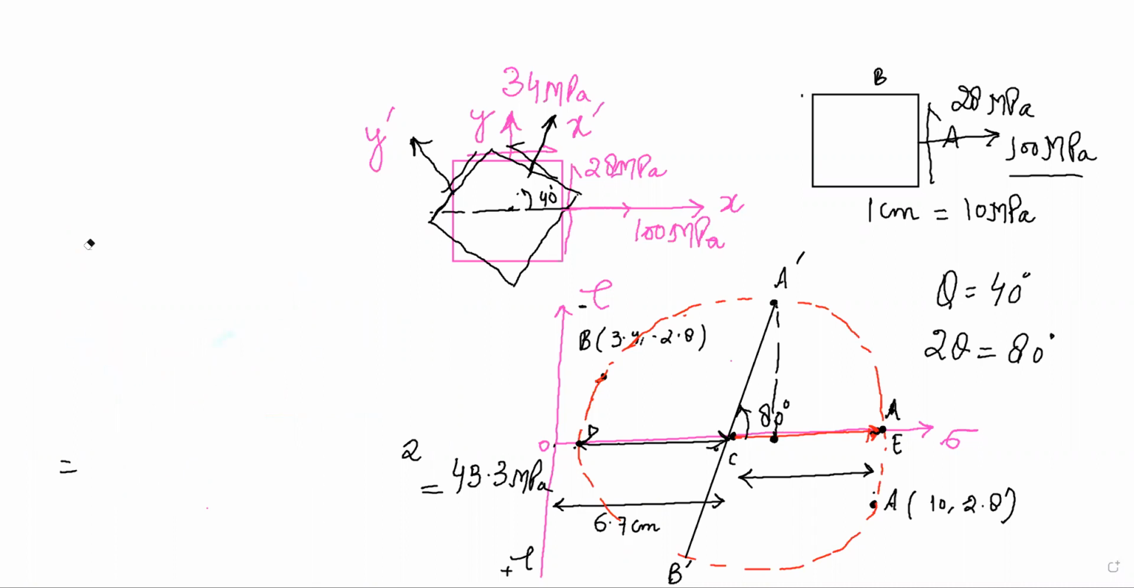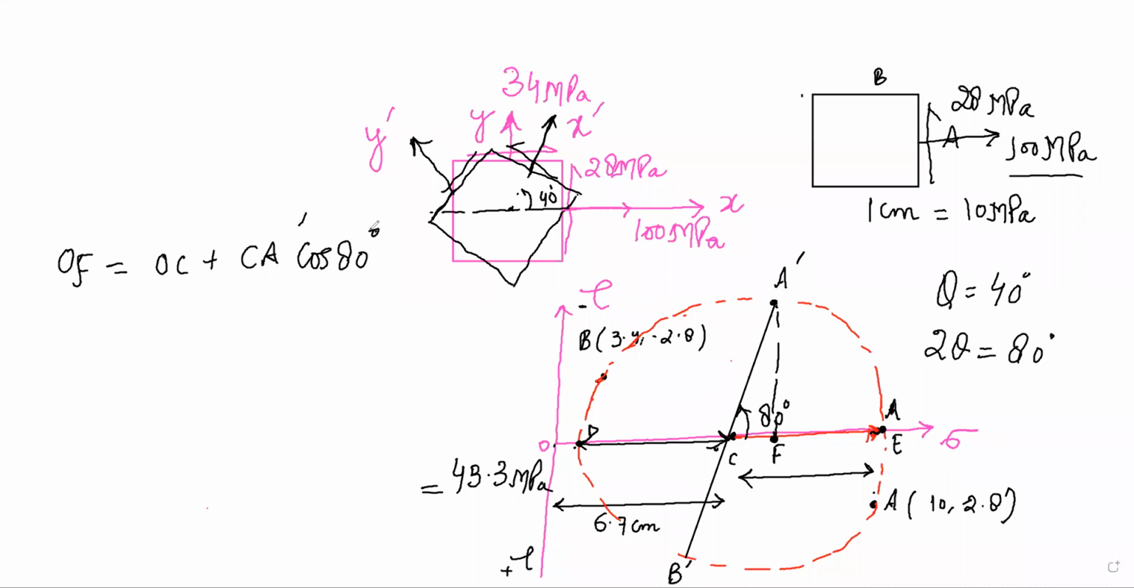Either take a scale directly for all your dimensions, that is also fine. Or you can do it with the help of trigonometry. I can write, let me call this point F. I can write OF is equal to OC plus CA prime cos 80 degree. Can I write it, girls? Okay, can I write it or not?